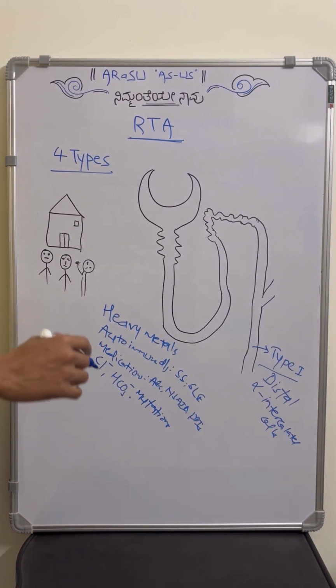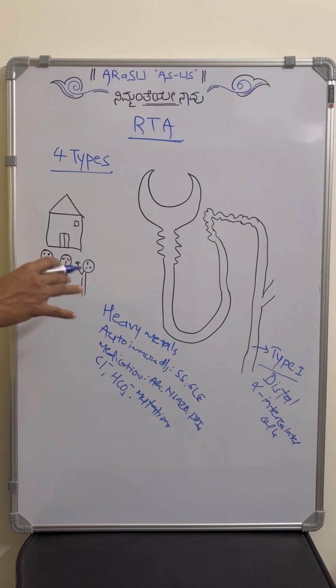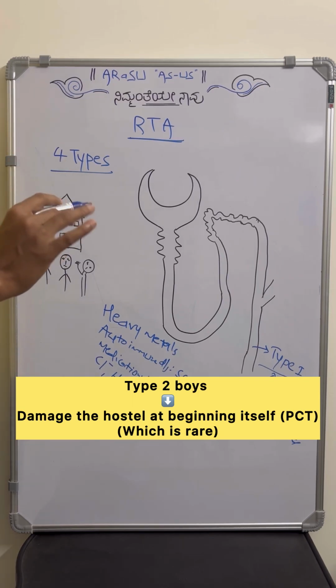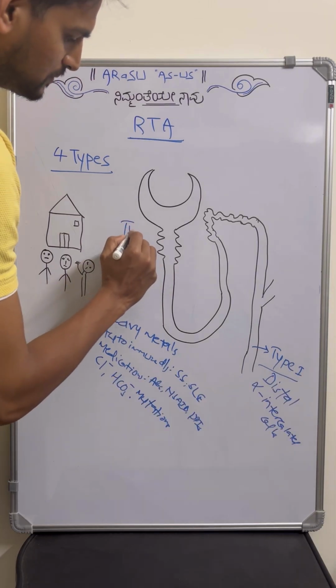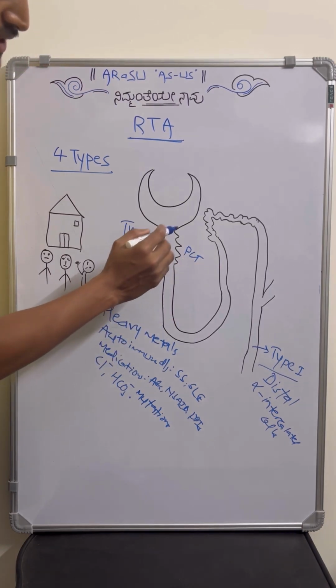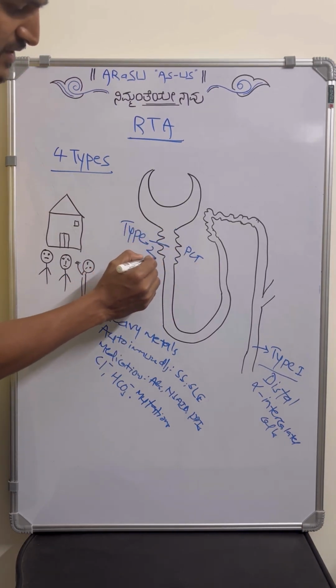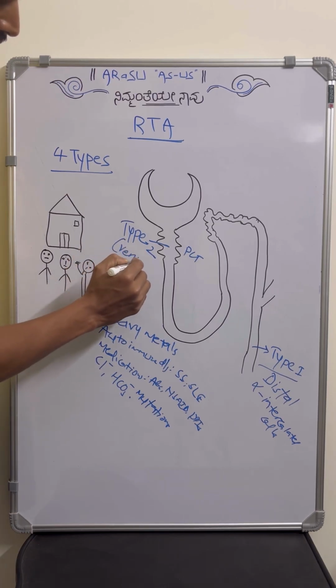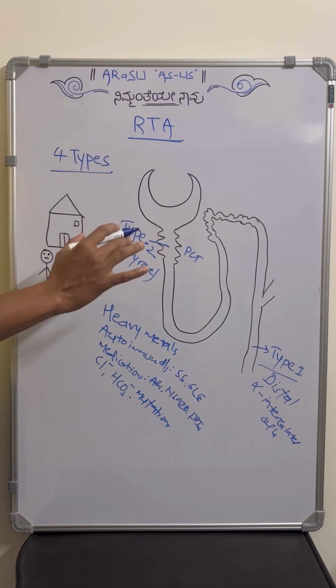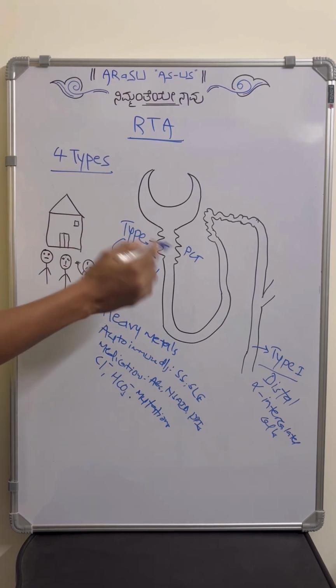This is type 1. Type 2 people, like boys, will be very rare, we consider. So type 2 RTA is very rare. Why is it rare? Because a few of the guys, when they enter the hostel, right there they will try to damage it. Such guys are very rare. Type 2 is related to the PCT, the proximal convoluted tubule. So damaging the nephron at the initial part only is considered type 2, but it is very rare. As we know, it is very rare to see boys who will damage things at the entry level only.